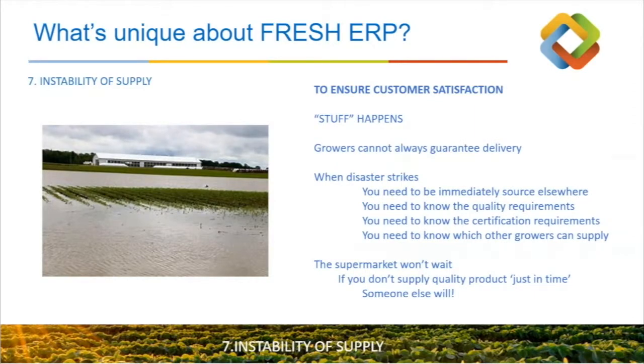Instability of supply, particularly in England where we have plenty of rain, is always a problem in winter. If one of your growers is completely wiped out and you're not going to be able to get your leeks, potatoes, mushrooms or onions, you immediately need to know who else can we source the product from to the same quality, the same standard, the same certification, because your customers won't wait.